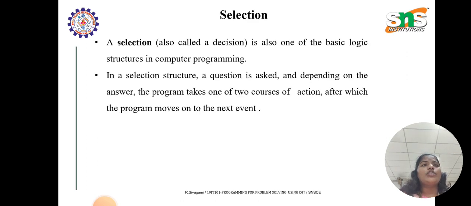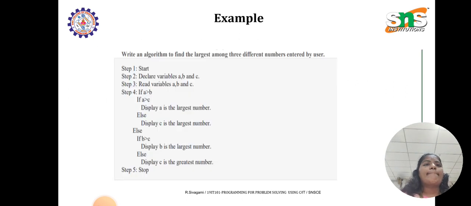Then the topic is selection. Selection, also called decision, is also one of the basic logic structures in computer programming. In a selection structure, a question is asked, and depending on the answer, the program takes one of two courses of action, after which the program moves on to the next event.